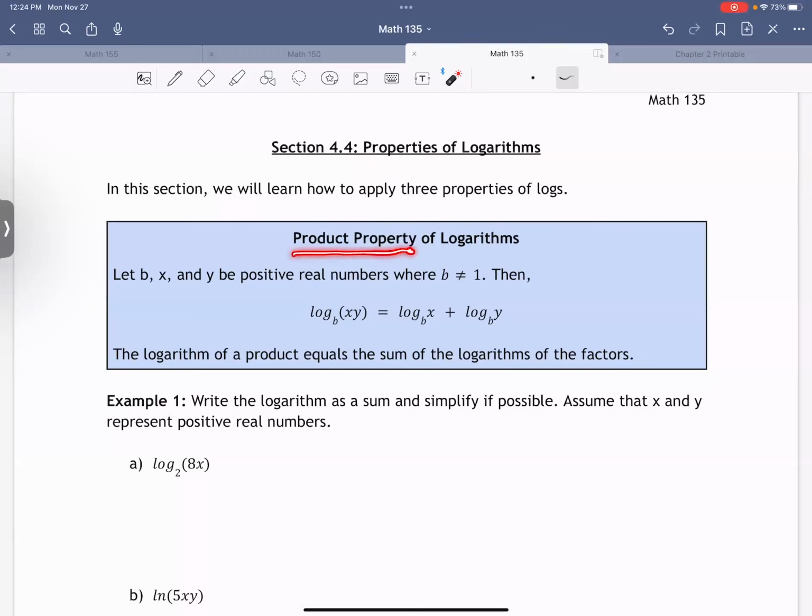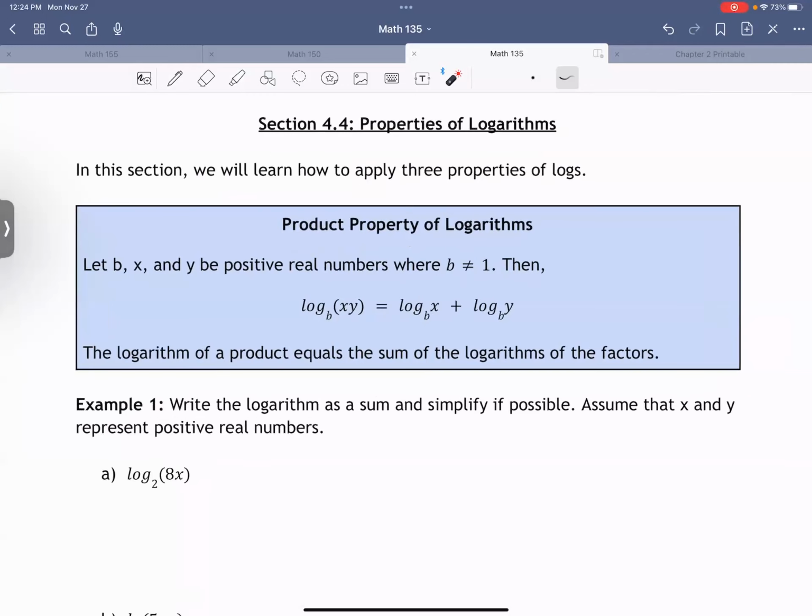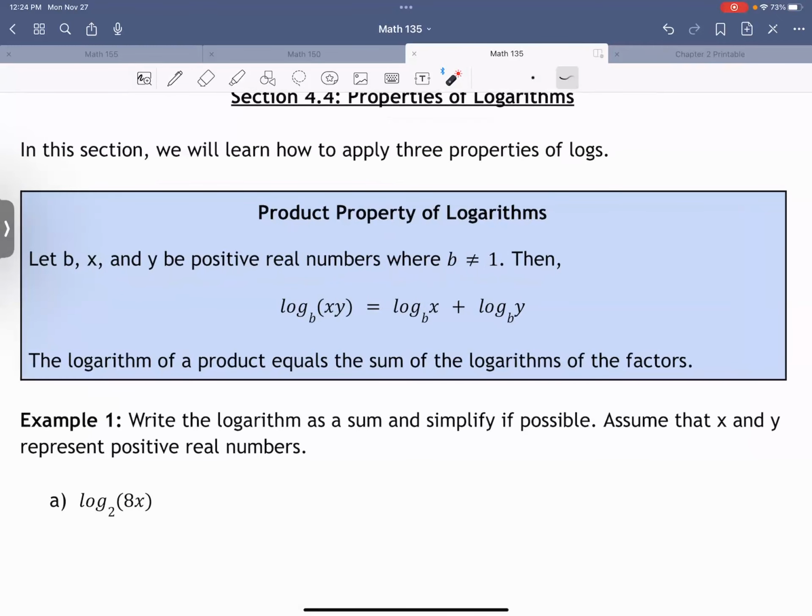Actually, I've never heard of it being called the product property, but the textbook calls it that, so there we go. Up here, I just have a bunch of stuff. You really don't need to know this part of the definition. It just says that these guys are variables. But let's just say I see a log, and inside the log, there is a product or multiplication going on. So x times y inside.